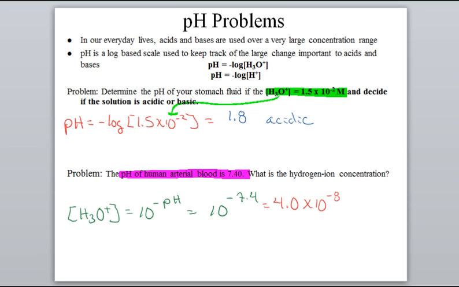So the numerical answer you should get is 4 times 10 to the negative 8th. And just realize, even though we don't see units here, they are there, and it's molarity. So hopefully that answer makes sense. Remember, when you're neutral, the hydronium and the hydroxide ion concentrations are equal, and they definitely equal 10 to the negative 7th molarity. 7.4 is a basic solution. We have a hydronium ion concentration that is less than 10 to the negative 7th molarity. So our answer makes sense.